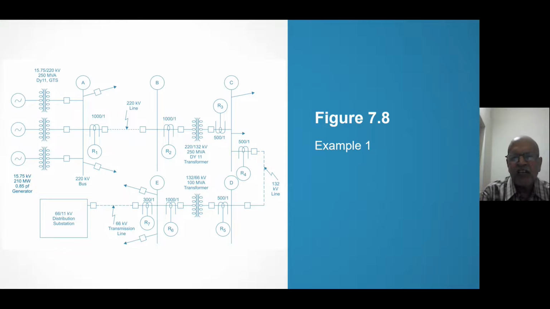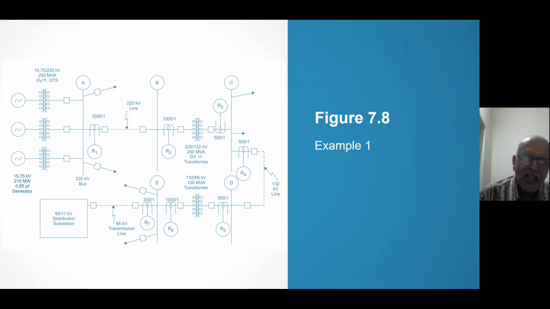Now once again, 132 kV is not economical, therefore I step down to 66 kV. The relay R6 is fed by 1000 bar 1 CT. Then there is bus E. From there, 66 kV feeders are going. 66 kV feeder has got 300 bar 1 CT ratio and it feeds relay R7. That takes me to 66 by 11 kV distribution substation. I can yet have that distribution transformer and 11 kV feeder.